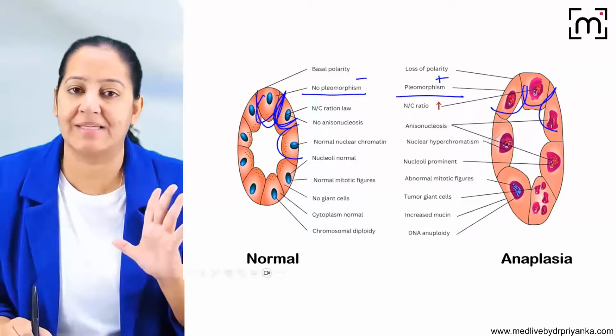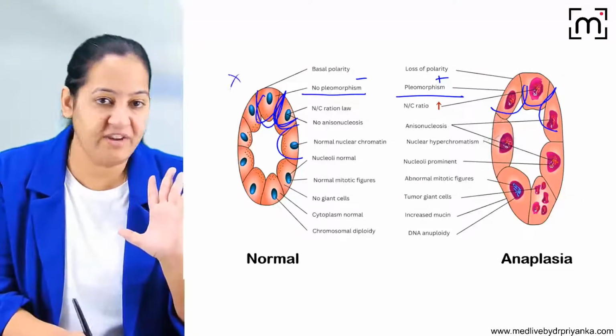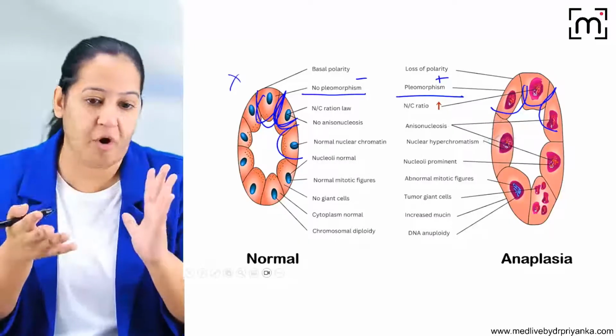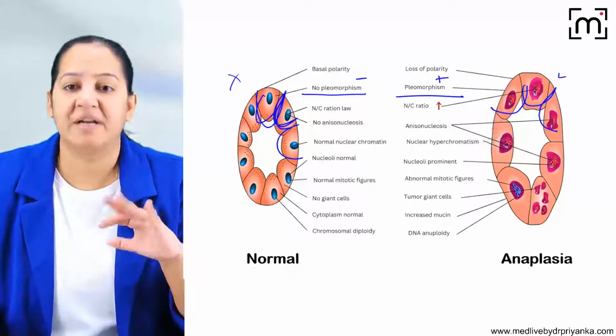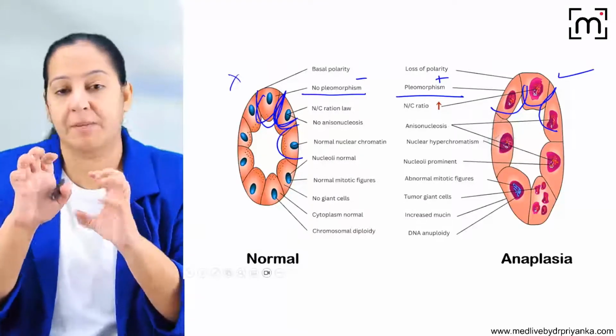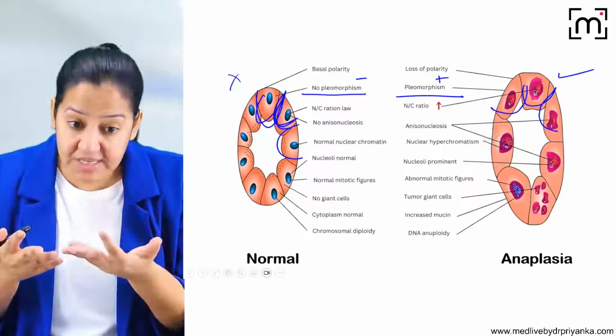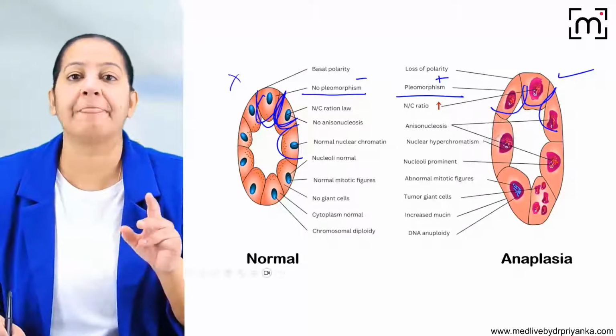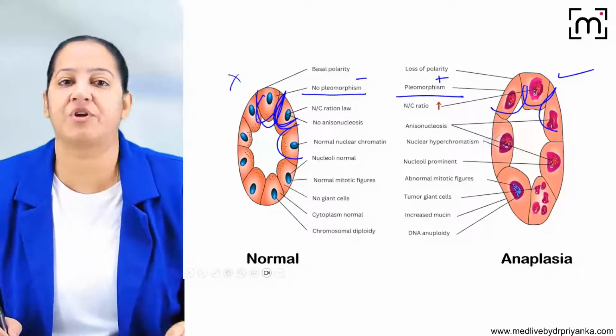Pleomorphism is variation in size. Here I can't see variation in size. They all are same size, uniform. So here pleomorphism is absent. But here I can see some cells are small, some are normal, some are large. So variation in size is there. That is pleomorphism. So presence of pleomorphism is a feature of anaplasia.